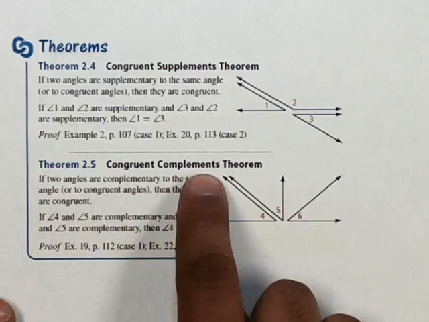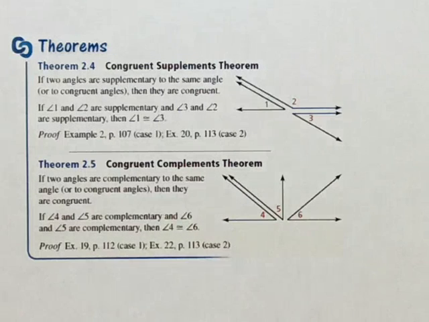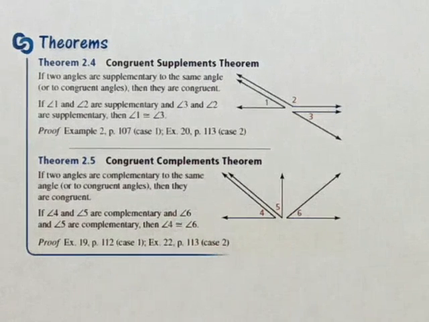Theorem 2.5 says the congruent complements theorem. Same idea. I know 4 and 5 add up to 90, and I know 5 and 6 have to add up to 90, so that means 4 and 6 have to be congruent.